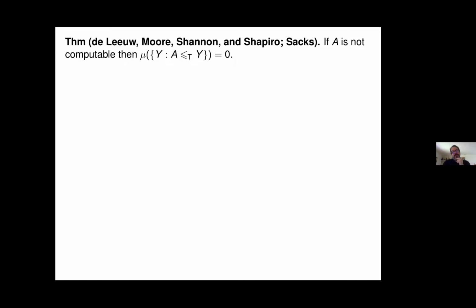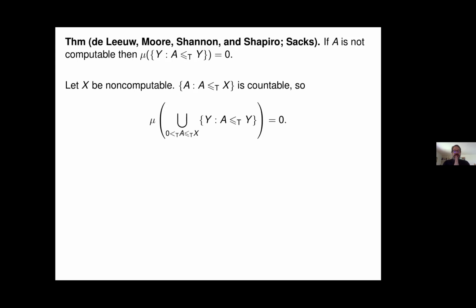And you could also get minimal pairs there, because take an X that's non-computable. I'm choosing X to be non-computable just so it can be half a minimal pair. Now, the set of A's that are computable from X is countable.